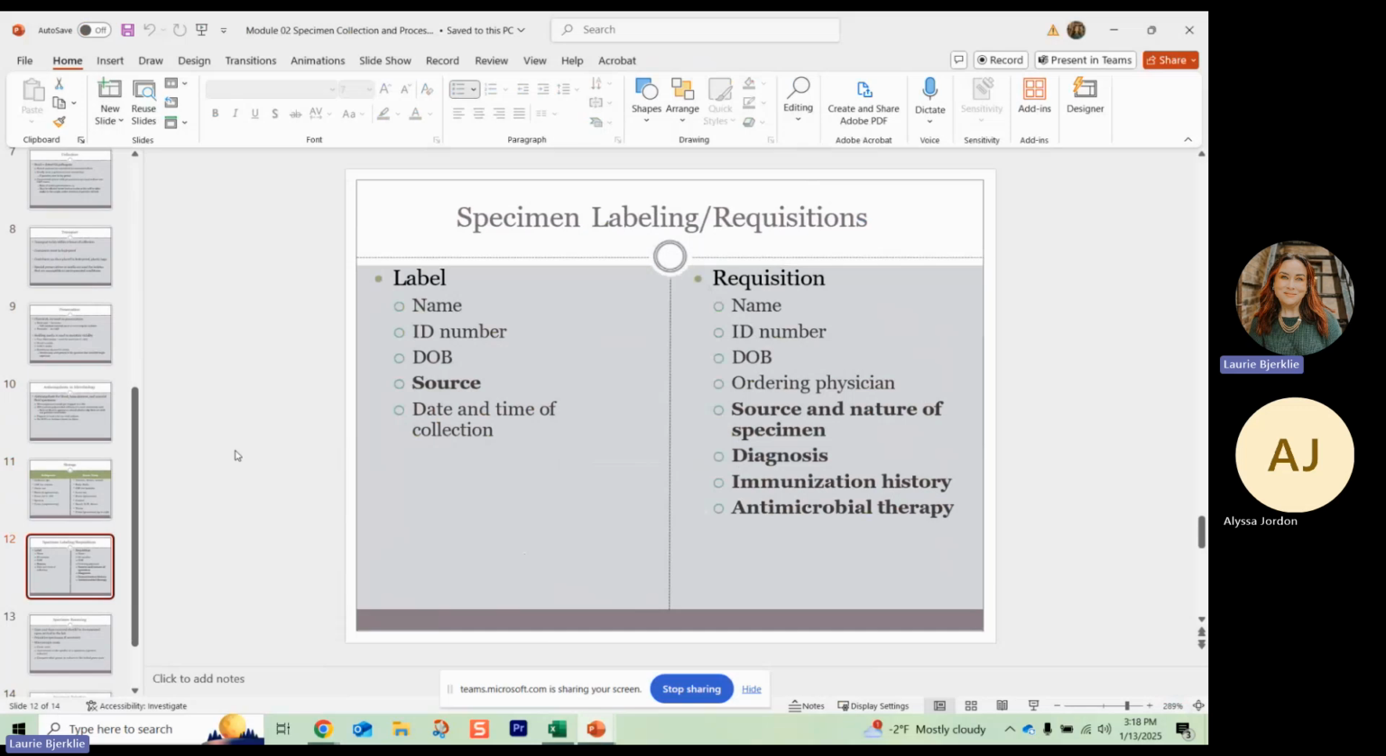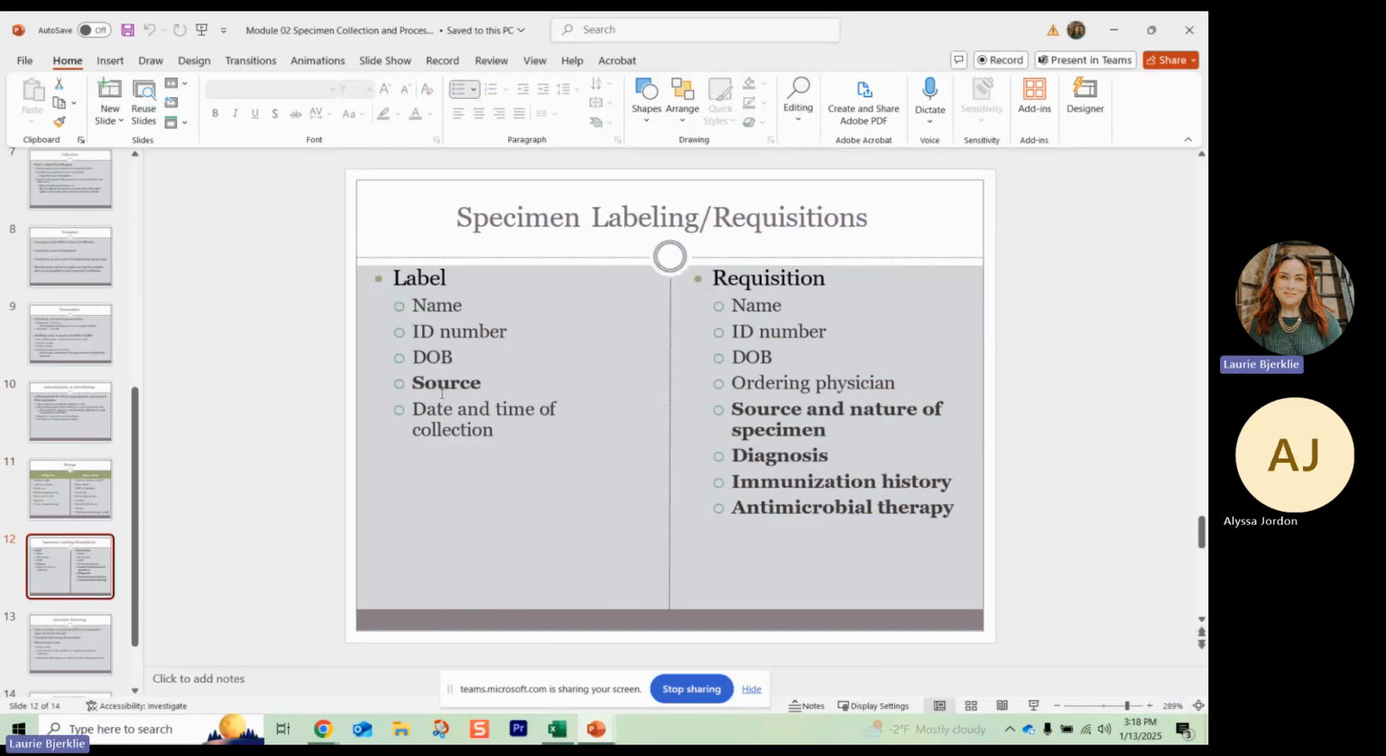And I need to know that because it helps determine what am I looking for? What could be the culprit? I know the bacteria that are going to cause genital tract infections versus the bacteria that are going to cause eye or ear infections. That helps us. We have to have that source. It's essential. It will get rejected if not. So that's all on the label.